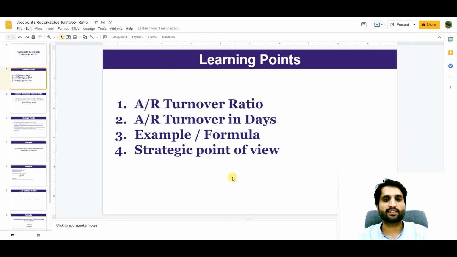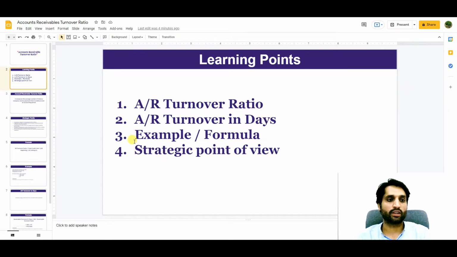Our today's topic is account receivable turnover ratio. We will learn what the account receivable turnover ratio is and how we can calculate it with the help of a real life example. Also, we will see the account receivable turnover in days with the same example we will use in the account receivable turnover ratio. We will see the strategic point of view. Why do we need to calculate this account receivable turnover ratio?